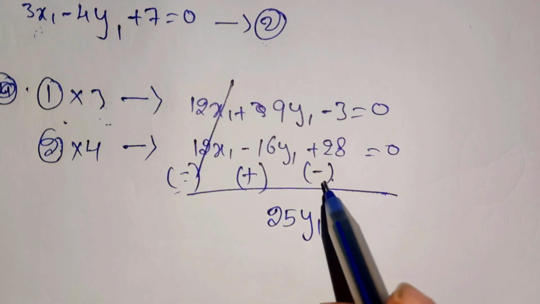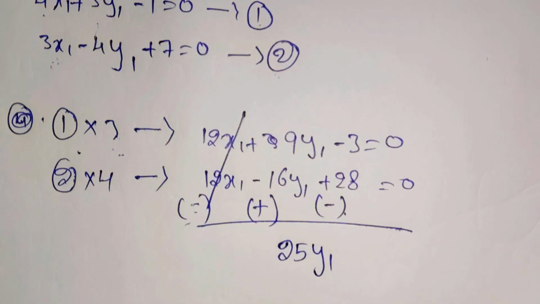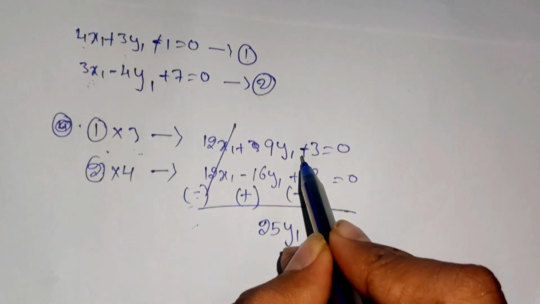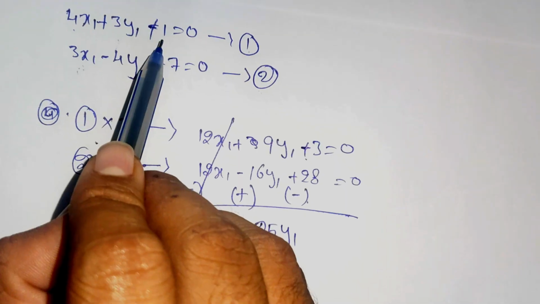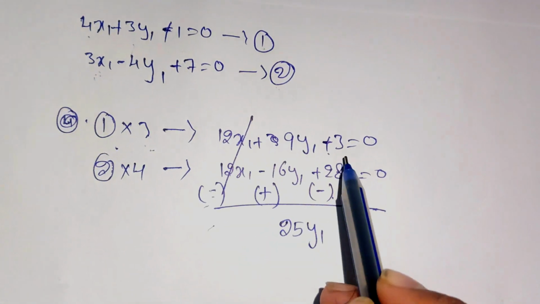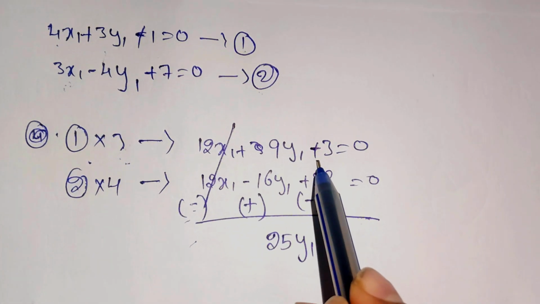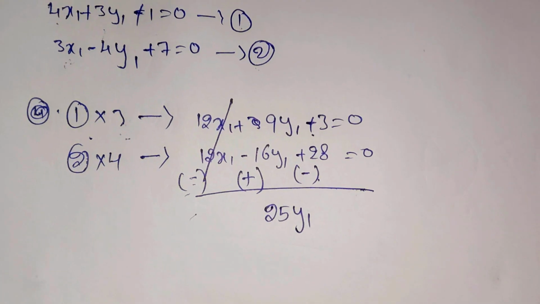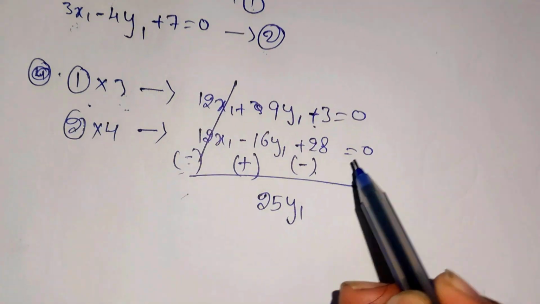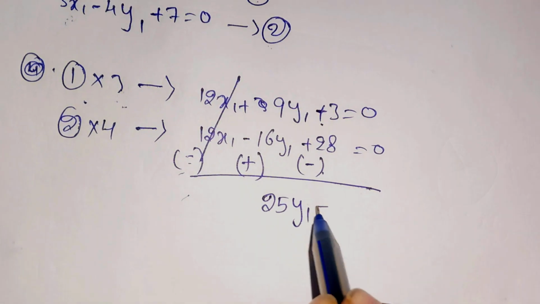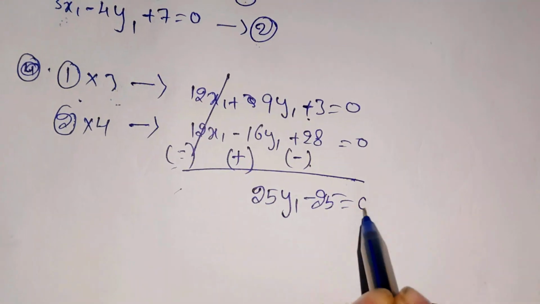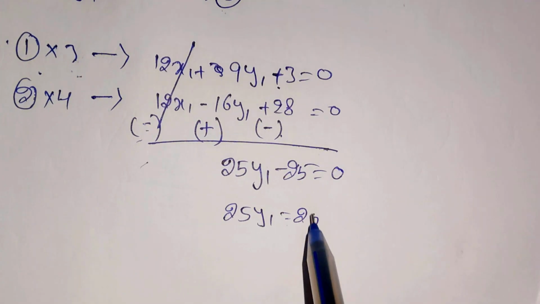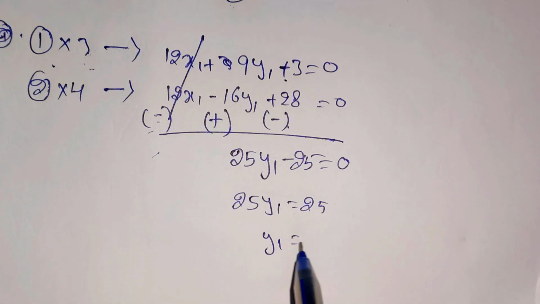What do we have here? Just wait a minute. Previously we made a mistake. Actually the plus 1 in the equation we wrote as minus 3. Now it will be corrected as plus 3. So let's come back to the question. Minus 28 plus 3 means minus 25 equal to 0. 25y1 equal to 25. What is the value of y1?